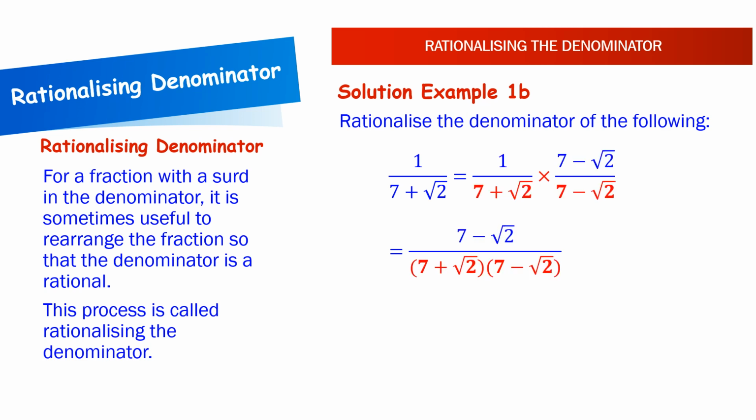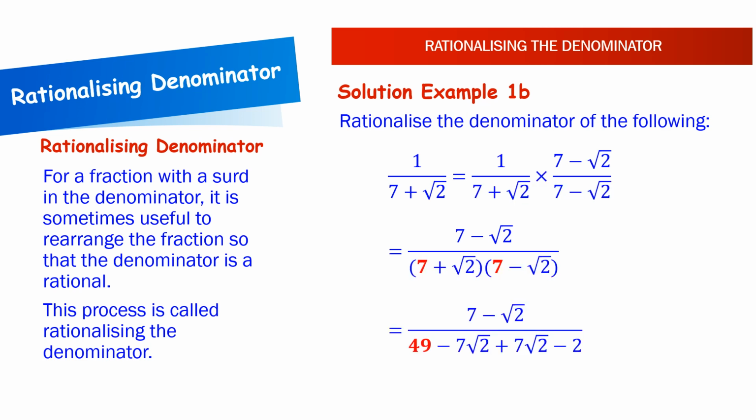And now for the denominator. What happens to this? We have 49 minus 7 times root 2 plus 7 times root 2 minus 2. So in the numerator we have 7 minus root 2, and in the denominator we simply have 47, since minus 7 root 2 cancels with plus 7 root 2. And so we've rationalised this expression also.